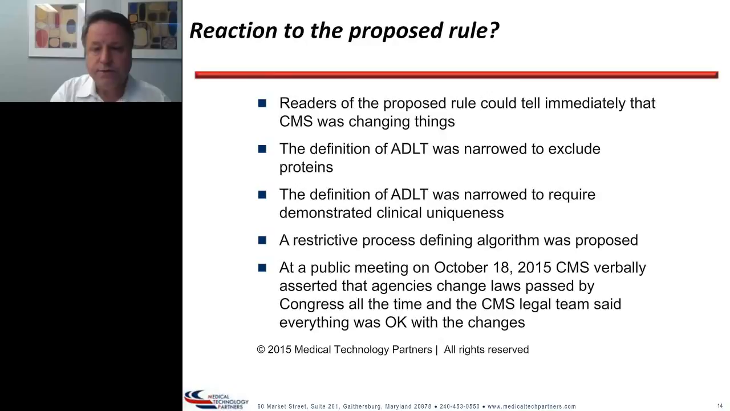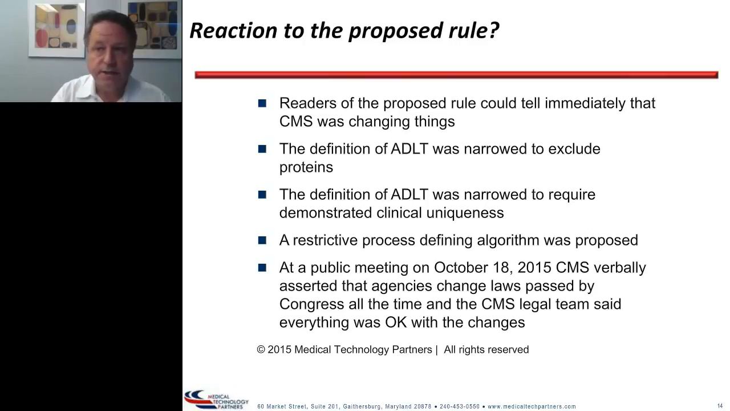So, what is the reaction to the proposed rule? We've been waiting since PAMA was first introduced for CMS to read the rule and begin writing regulations around it. Well, we could tell that CMS was changing things. The original rule talked about DNA, RNA, or proteins as being components of the test of an ADLT. Well, CMS said we don't really need proteins, so they just said DNA and RNA. They added a distinction saying that the test had to demonstrate clinical uniqueness. And our impression is that clinical uniqueness is a bit of a slippery slope.